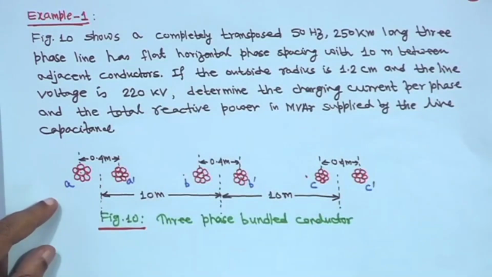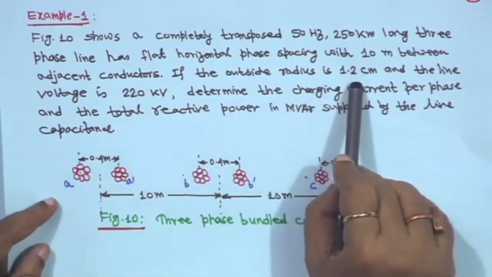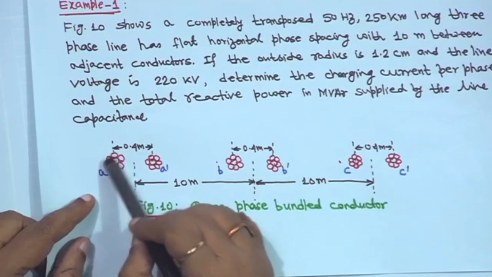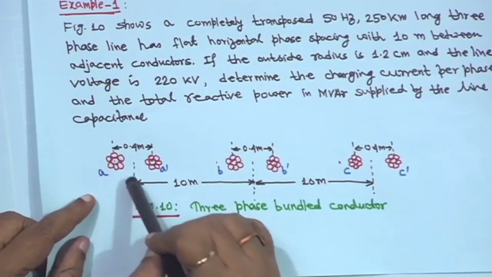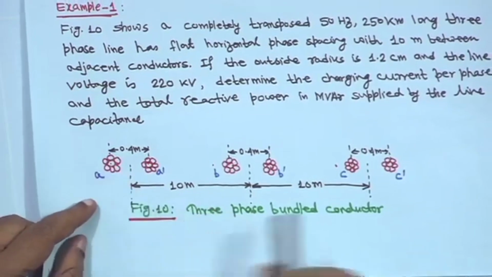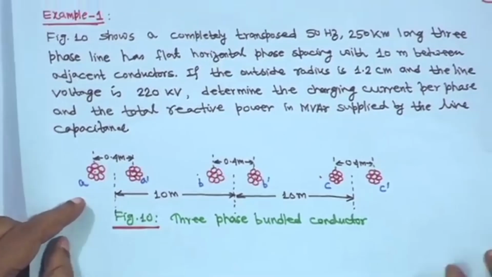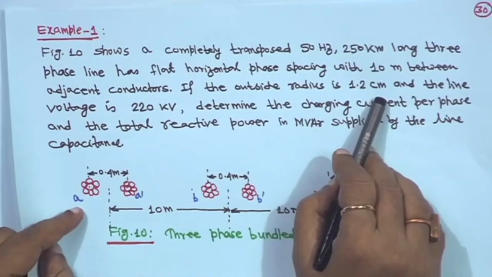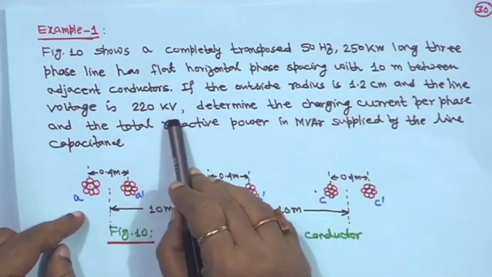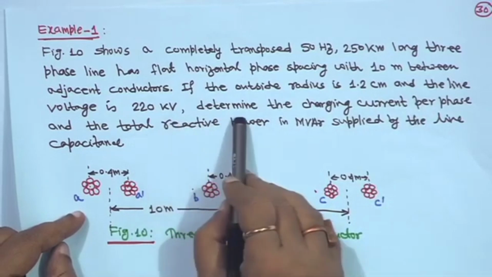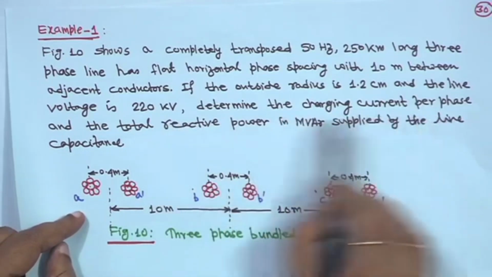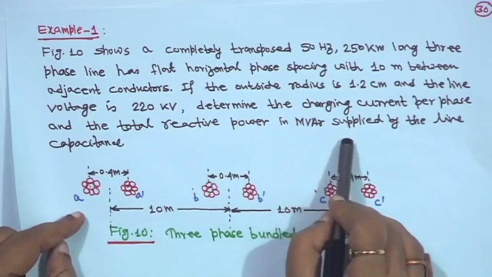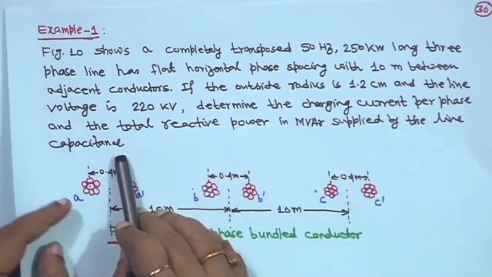If the outside radius is 1.2 centimeter, that means this is the central strand and 6 more are around that, but the outside radius is given here, so no question of r dash or anything. The line voltage is 220 kV, and you have to determine the charging current per phase and the total reactive power in megavar supplied by the line capacitance.